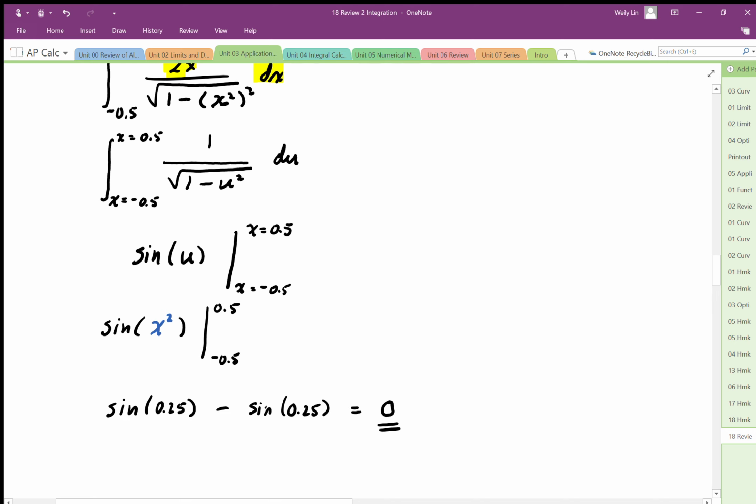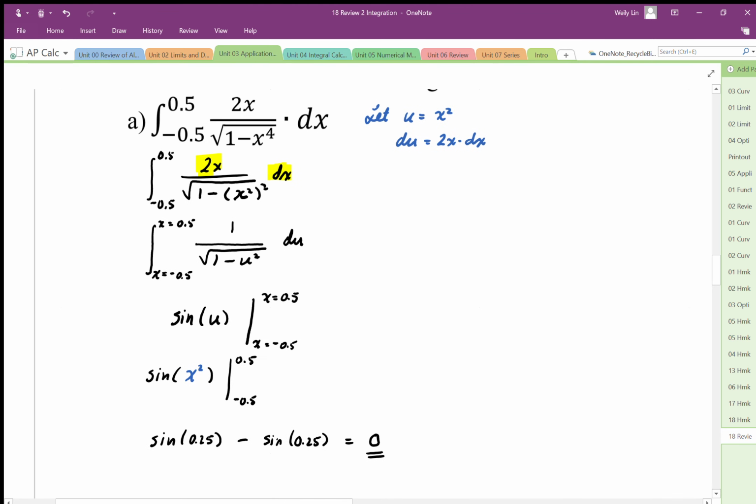Okay, so the area underneath this curve from negative 0.5 to 0.5 is going to be 0. It's likely because it's an odd function and half of it's below and half of it's above.